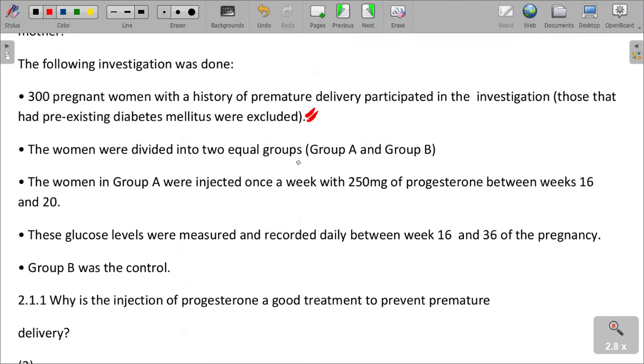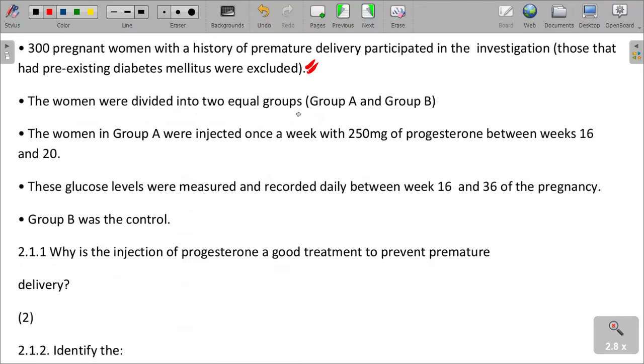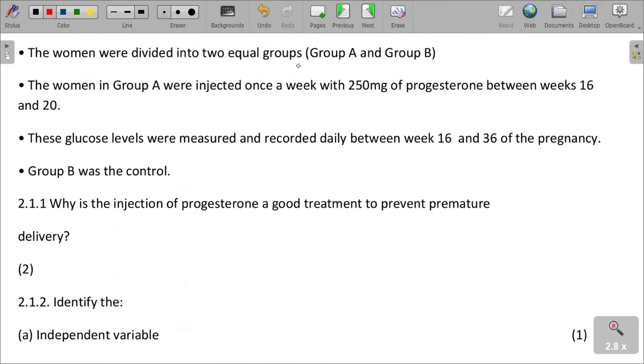The women in group A were injected once a week with 250 milligrams of progesterone between weeks 16 and 20. These glucose levels were measured and recorded daily between weeks 16 and 36 of pregnancy. Group B was the control.